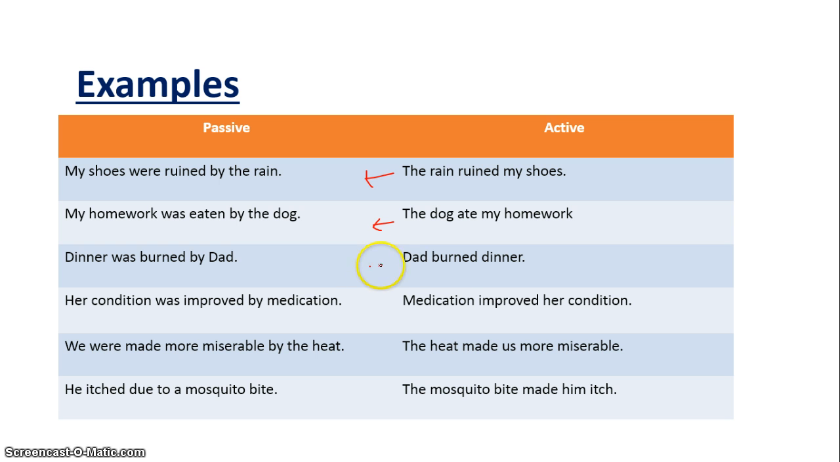Dad burned dinner. Dinner was burned by Dad. Medication improved her condition. Her condition was improved by medication. The heat made us more miserable. We were made more miserable by the heat. The mosquito bite made him itch. He itched due to a mosquito bite. So these examples should have probably made you more clear about the difference between active and passive voice.